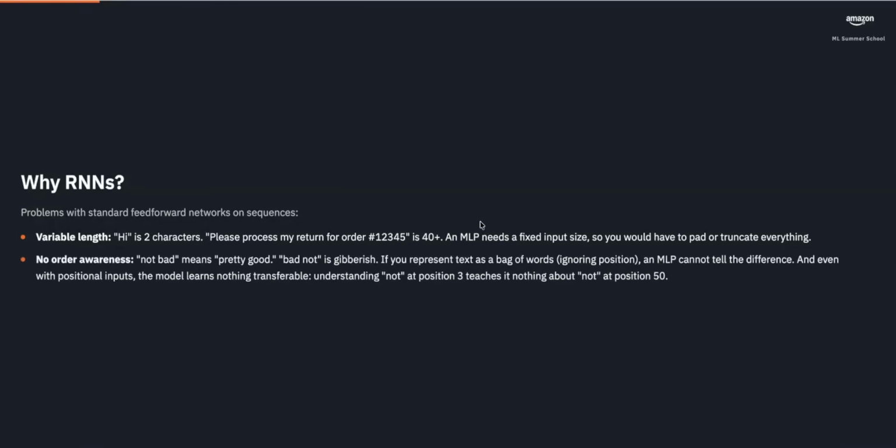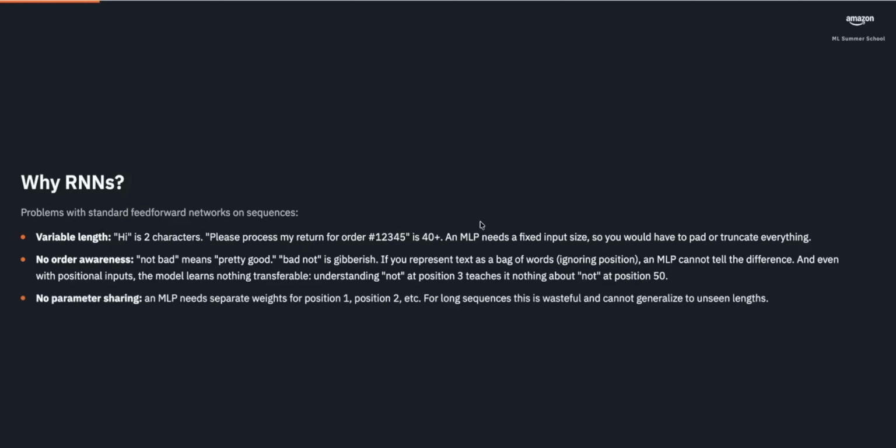Second, there is no sense of order. "Not bad" actually means something positive, but "bad not" doesn't even make sense. If you use bag of words, an MLP sees the same words in both cases and it cannot tell the difference. And even with positional inputs, what it learns about "not" at position 3 does not help when "not" appears at position 50, which in the ideal case you'd want a network to learn. So it cannot generalize on all the input sequences that it is seeing.